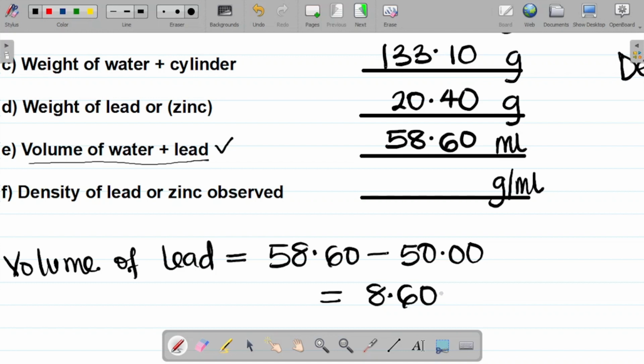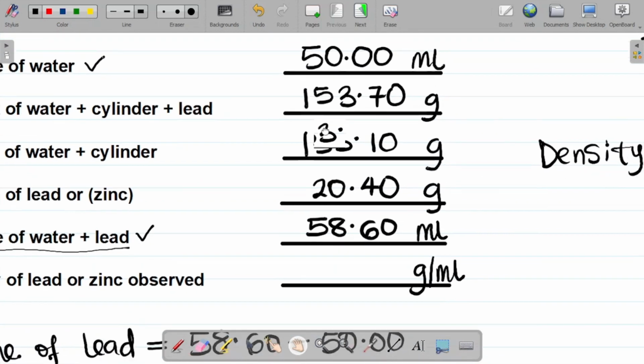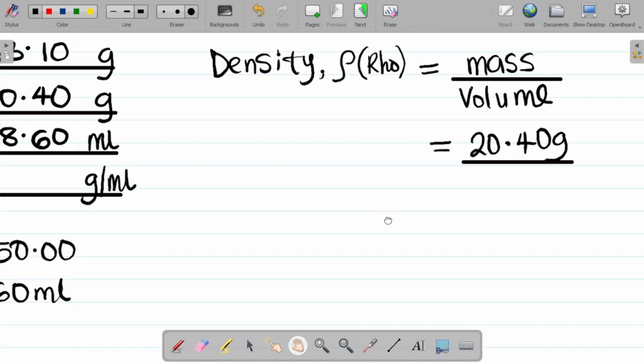So this should be in milliliter, right? Of course it becomes milliliter. All right, so I have that value. My answer is 8.60 milliliter.